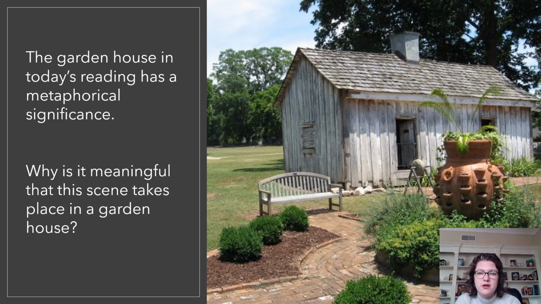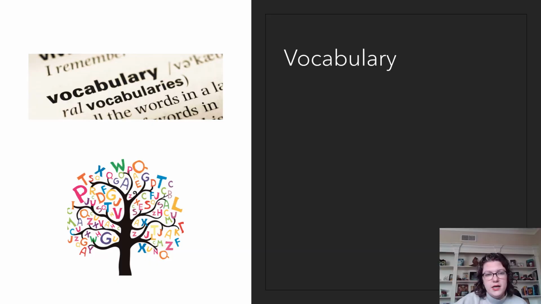And so what is a metaphor? Remember, a metaphor is when we're comparing two things that have nothing to do with each other, right? Like Helen is compared to a garden in this scene. So Helen is not a garden, right? But we can get some meaning from that. And then we're going to talk about why it is meaningful that this scene takes place in a garden house. So we're going to see what happens in our reading today.